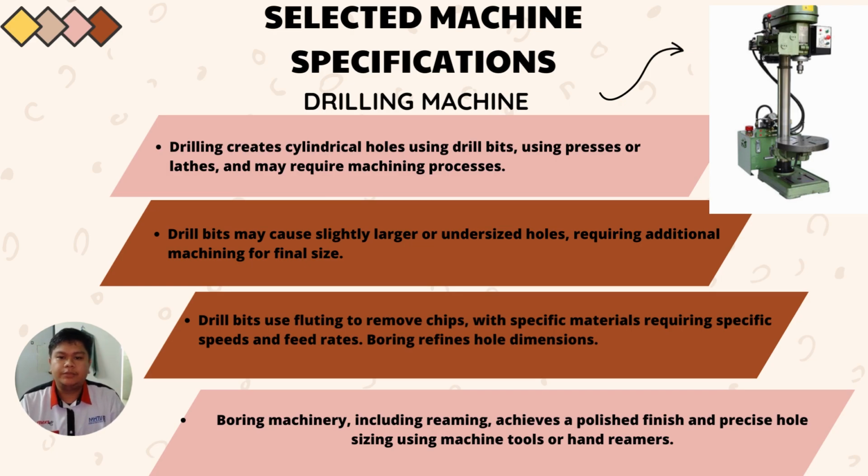Second, the drilling machine. A drilling machine creates cylindrical holes using drill bits, using presses and lathes. Drill bits may cause slightly larger or undersized holes. Third, drill bits use fluting to remove chips, with specific materials requiring specific speeds and feed rates. And lastly, boring machinery includes reaming, to achieve a polished finish and precise hole sizing using machines.